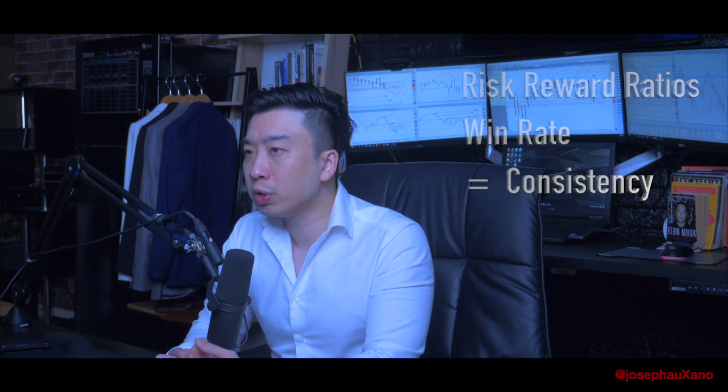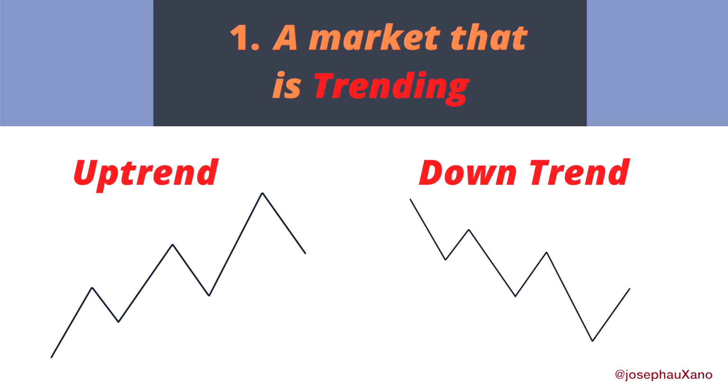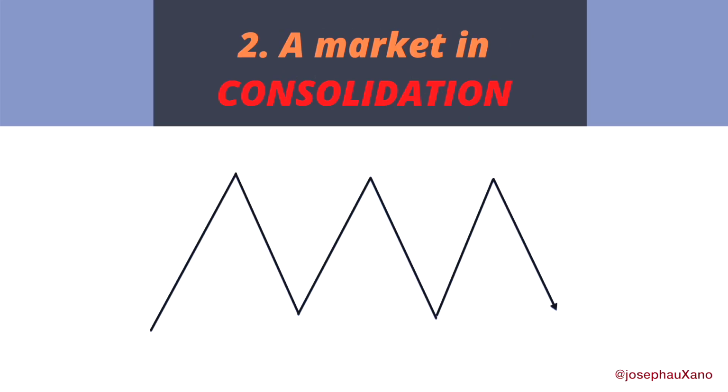Doing so has helped me improve key metrics like risk-reward ratios, win percentages, and in so doing, made me a much better trader. In today's video, I'll show you a few ways you can use market structure to improve your trading. Broadly speaking, there are inherently two types of market: a market that is trending and a market that is in consolidation. Let's first look at the first type.